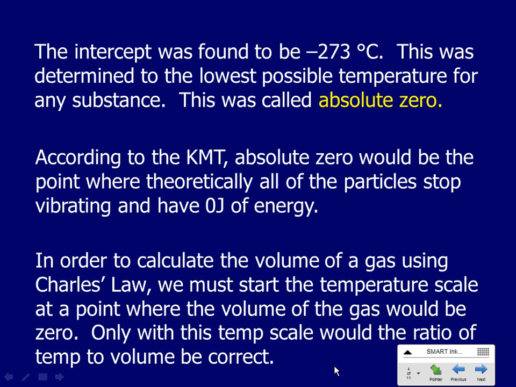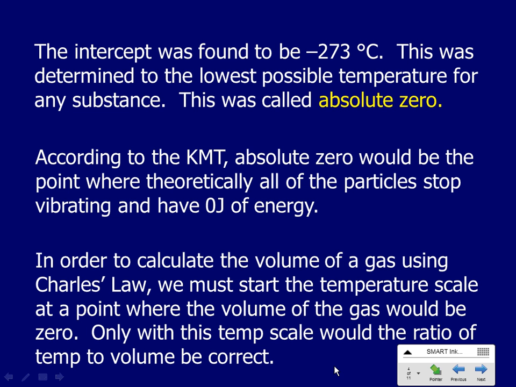But this number was determined not necessarily by theory of those higher levels. It was determined by the theory of what if the volume became zero? And that was something they could easily do. Just extend that line until you had a theoretical volume of zero. And you get very close to that number of absolute zero.